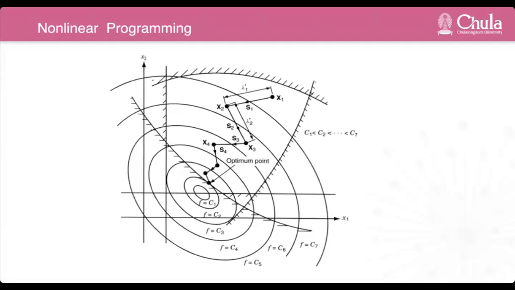And once you find the direction, you calculate or estimate the lambda. Lambda is step length. What does it mean? You see that this direction, if you follow this direction, it can move you from this point to any point along this direction, right?